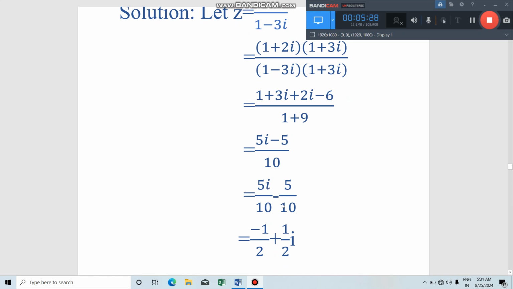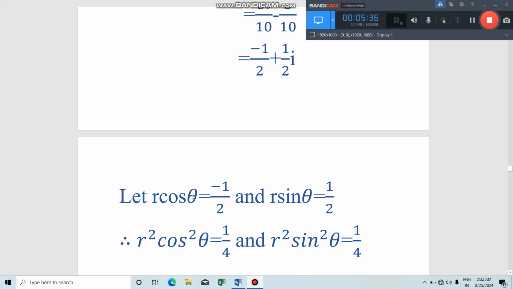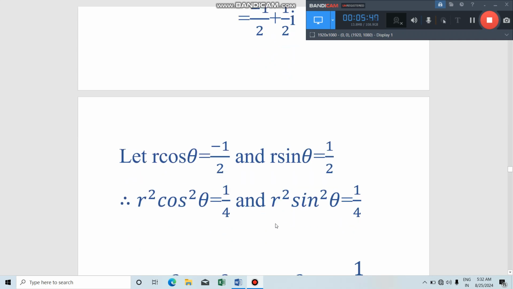So 5i by 10 minus 5 by 10, so it will become −1/2 + (1/2)i. Now let r cos θ, where r is any positive number, equal to −1/2, and r sin θ equal to 1/2.